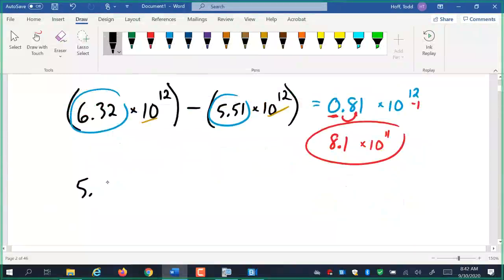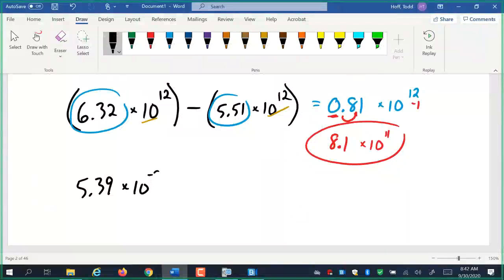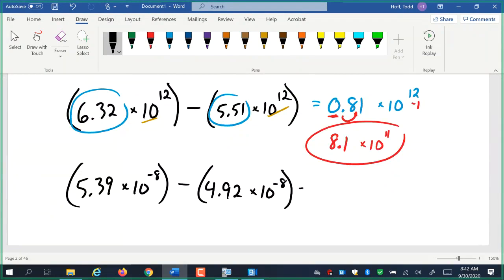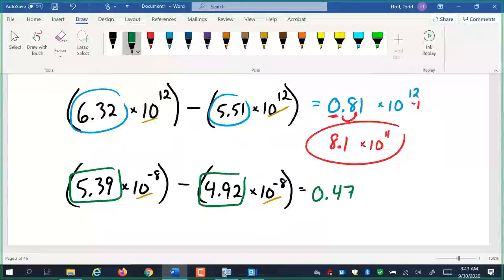We might have 5.39 times 10 to the negative 8 minus 4.92 times 10 to the negative 8. Once again, we have the same power of 10, so we have the same name. We're going to go ahead and combine count. So we'll subtract. 5.39 minus 4.92 is 0.47. Times, we keep the same name, 10 to the negative 8th.